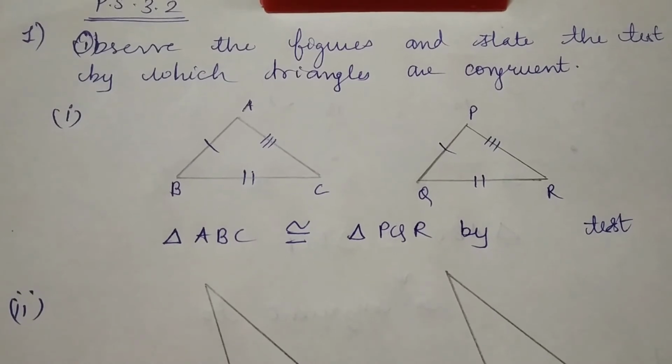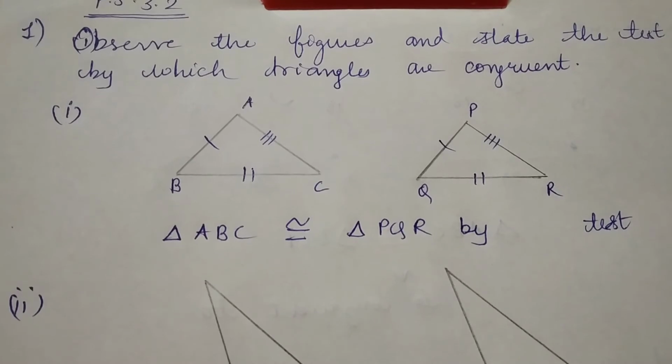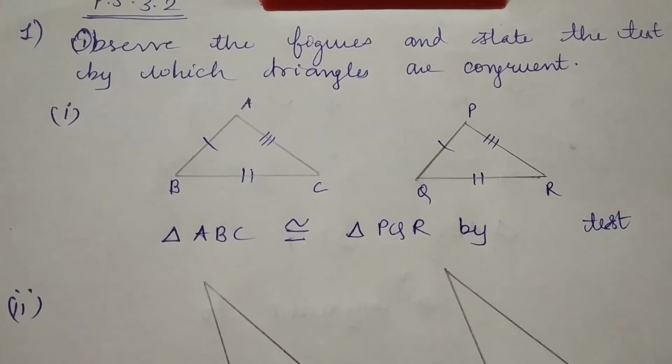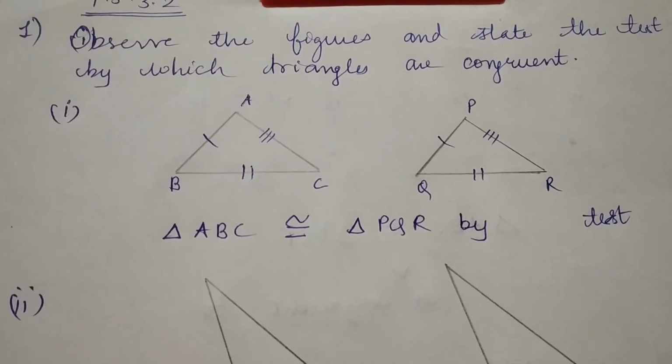Here we have to identify whether the two triangles are congruent, and we have to mention by which test they are congruent. Let us read the first question. Observe the figures and state the test by which the triangles are congruent. So if you look at the first example, there are two triangles, triangle ABC and triangle PQR.